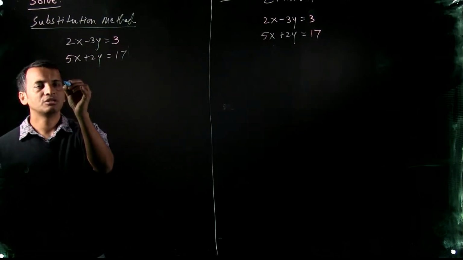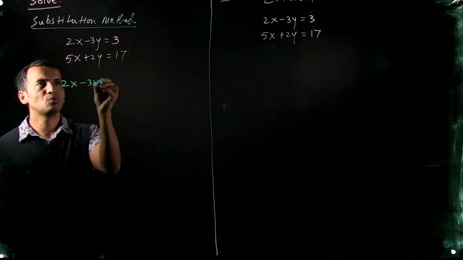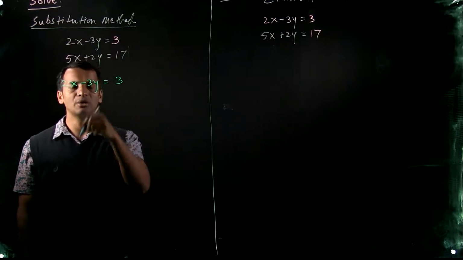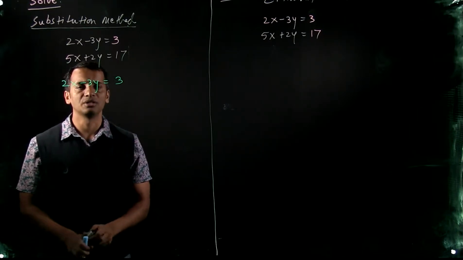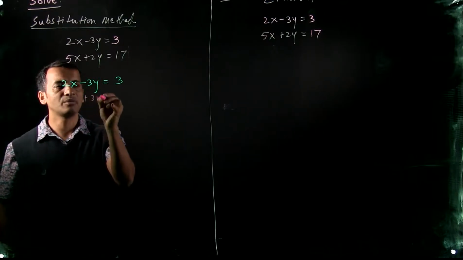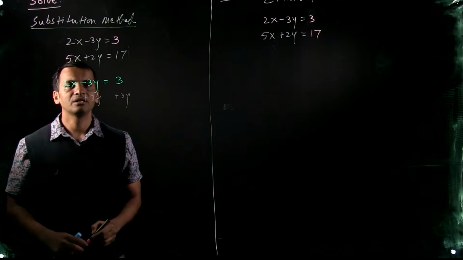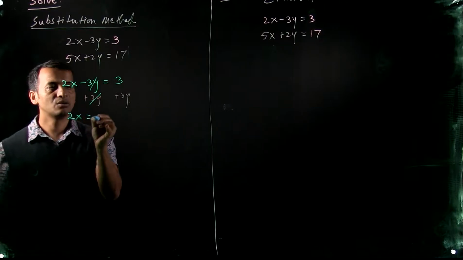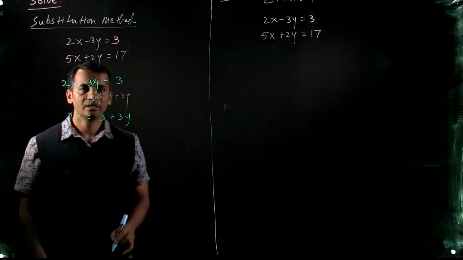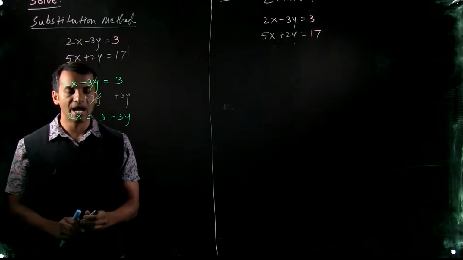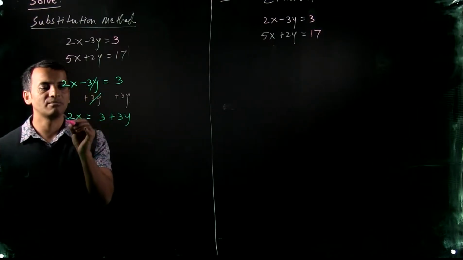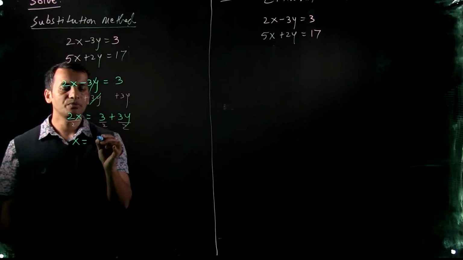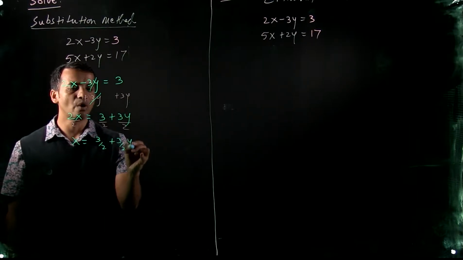So let me pick the first equation. The first equation is 2x minus 3y equals 3. Now I solve for x or y. Suppose I want to solve for x, then what should I do first? I should first add 3y on both sides. You cancel those 3y and 3y, so you get 2x equals 3 plus 3y, correct? And then you divide both sides by 2, so basically you get x equals 3/2 plus 3/2 y.